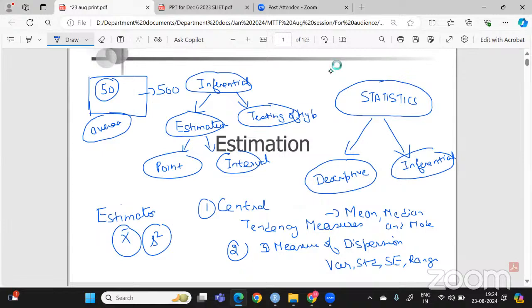Now when you change the sample observation, let us suppose whatever samples I considered the first time, I am now not taking those.